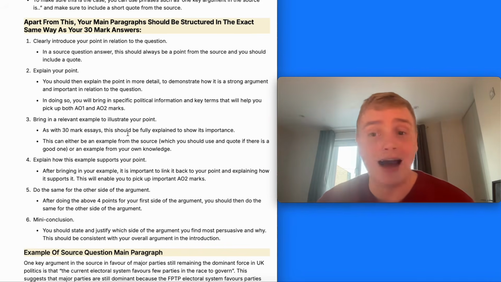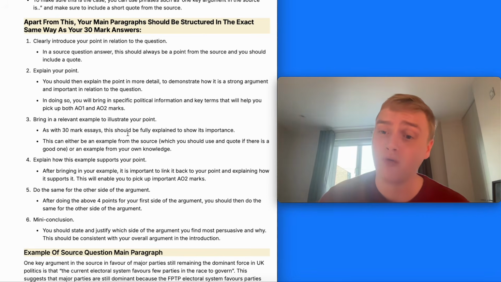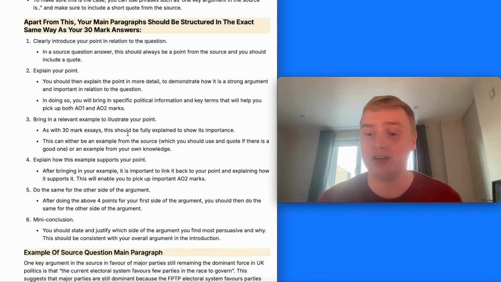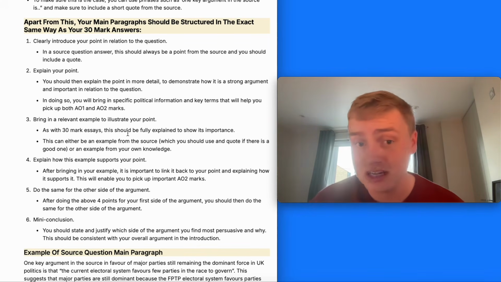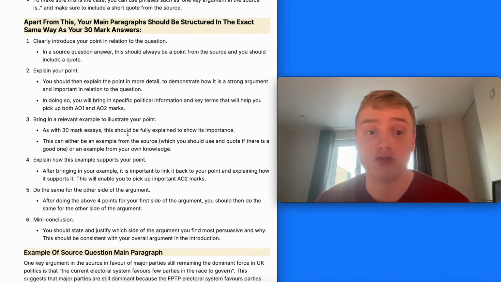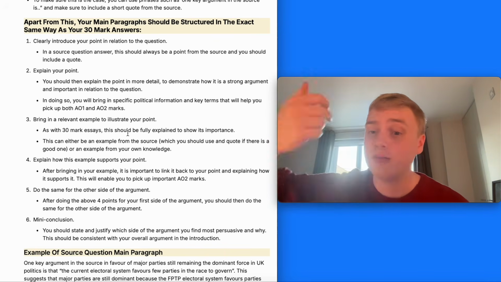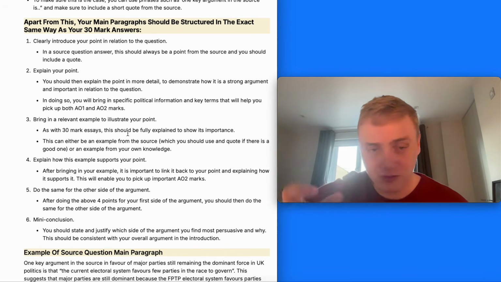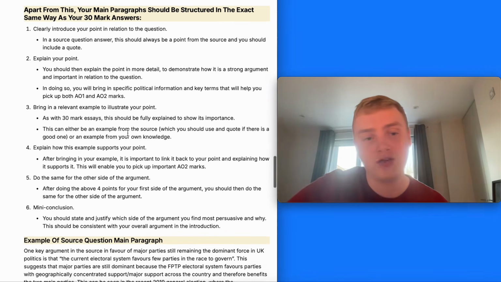Then, again, as with normal 30-mark essays, you explain your point. This is really important for source questions in particular, because really what they're testing you on is being able to look at some key arguments on either side of a debate and be able to explain them, and be able to articulate them well. So you should then explain the point in more detail to demonstrate how it's a strong argument and important in relation to the question. And in doing so, you're going to naturally bring in specific political information and key terms to explain it from your knowledge, so you'll pick up both AO1 and AO2 marks.